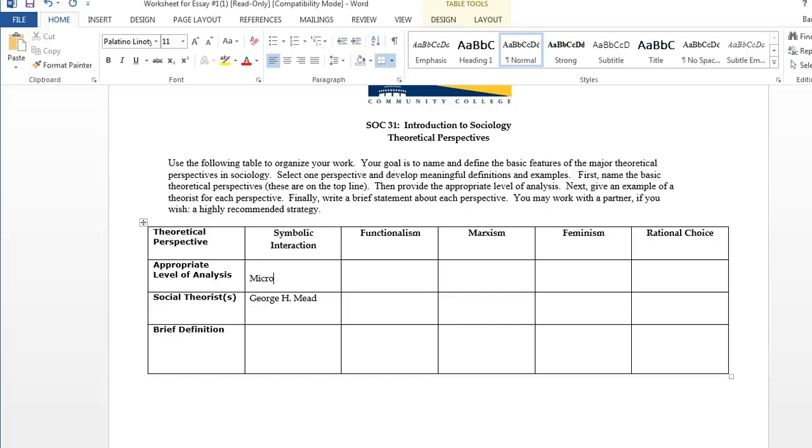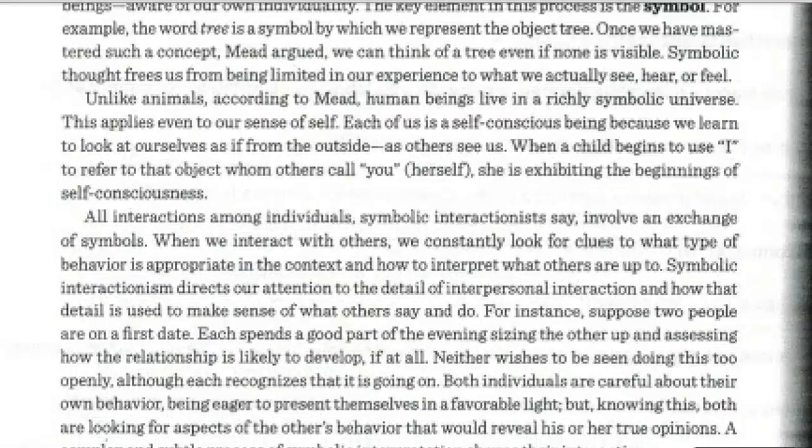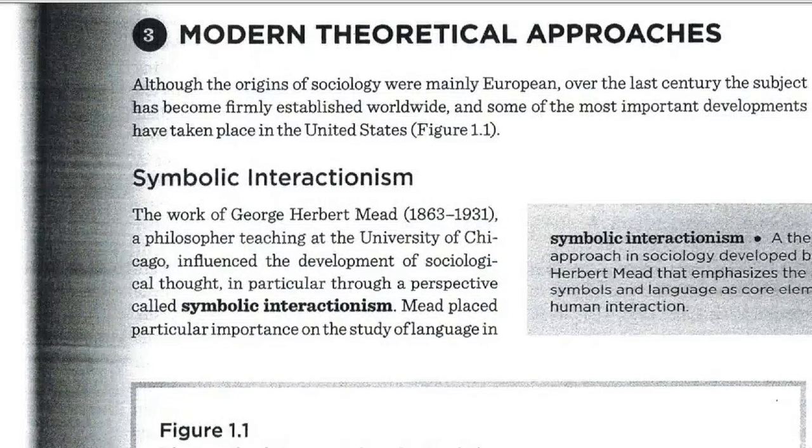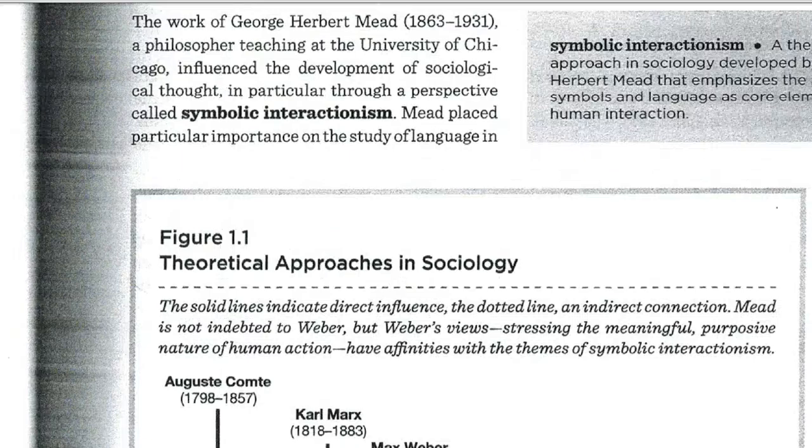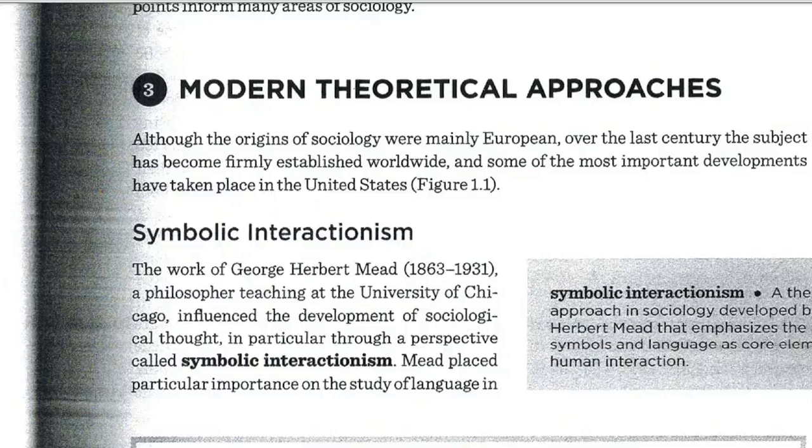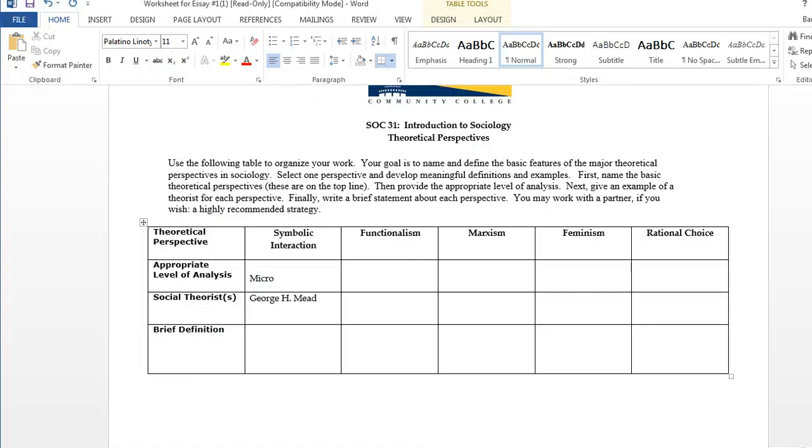When you finish the assignment, next you'll write a brief definition. You saw the brief definition in the assigned material, right here on page 17. You simply write out that definition. Complete this sheet, filling in all of the boxes with a sociological theorist or social theorist for each of the key perspectives, a brief definition, and the appropriate level of analysis.